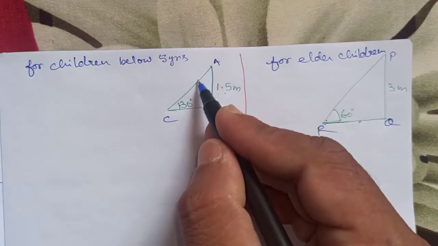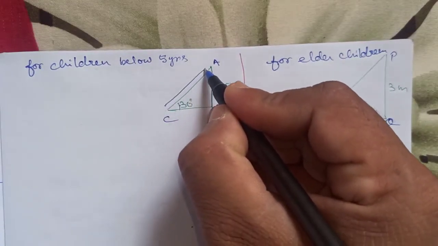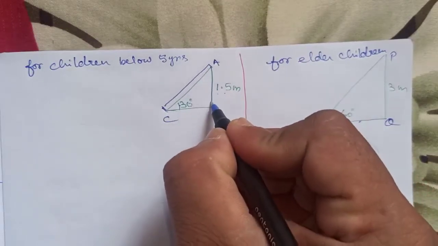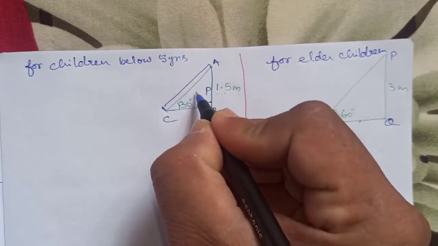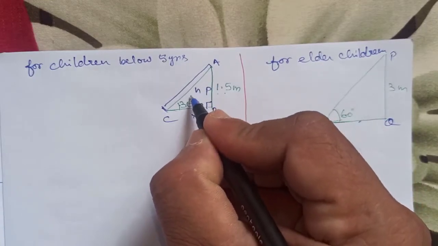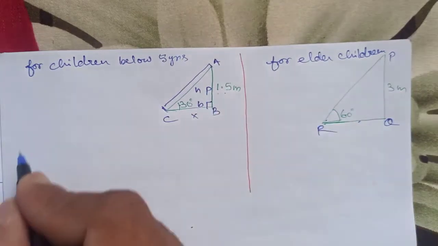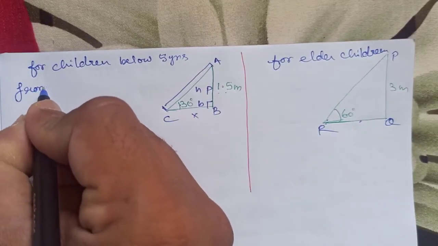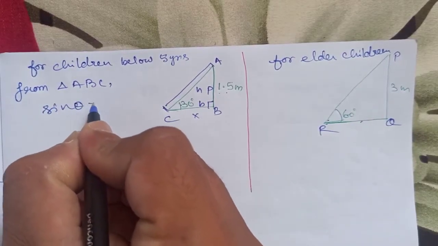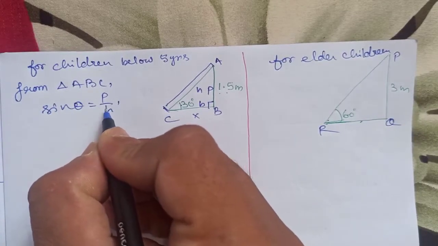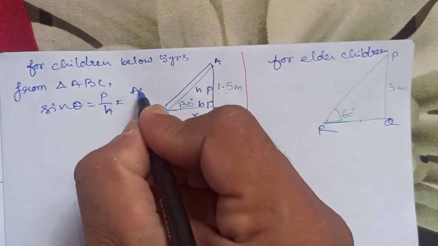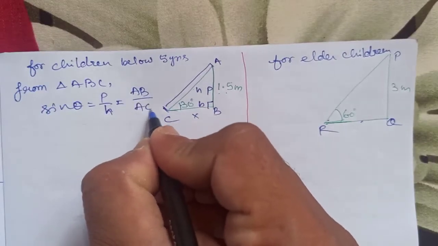Now we have to find out the length of the slide. This is the slide. The length of this slide we have to find out. This is perpendicular, base and hypotenuse. So we have perpendicular, we don't have base, and we have to find out hypotenuse. So which trigonometric function from triangle ABC we will use? Sin theta equals P by H, that is perpendicular by hypotenuse. Perpendicular is how much? AB. Height is how much? AC.